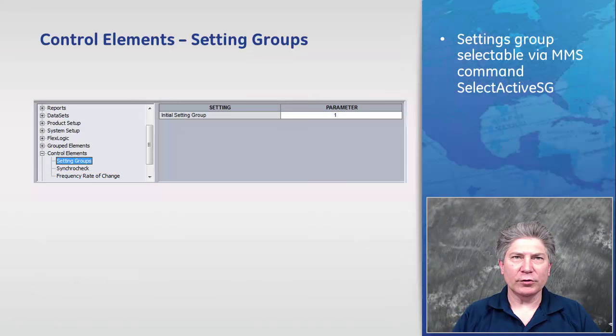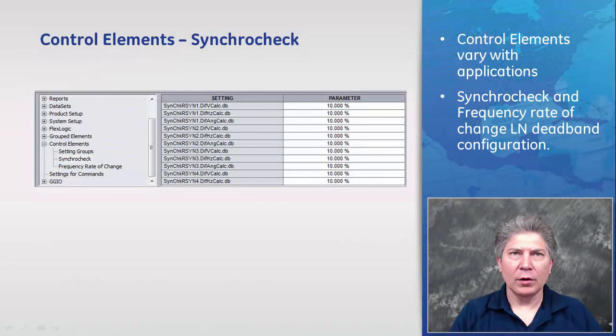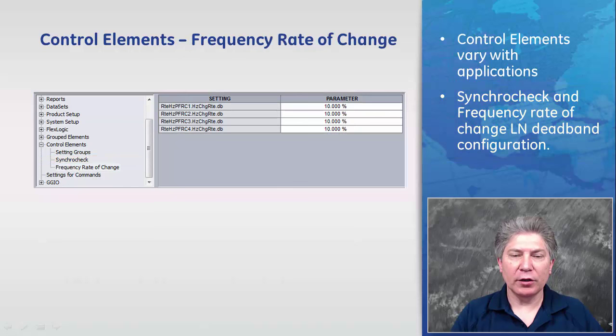The settings group under control elements is used to select which group will be initialized during the power up. The active settings group can be selected via MMS commands under select active SG. Under control elements, these also vary with the different applications as well. So things such as synchro check and frequency rate of change, this is where we set up the dead band configuration for those as well. So here's the one now for synchro check, and this is what the frequency rate of change looks like. So each one of them has their own logical node associated with it.